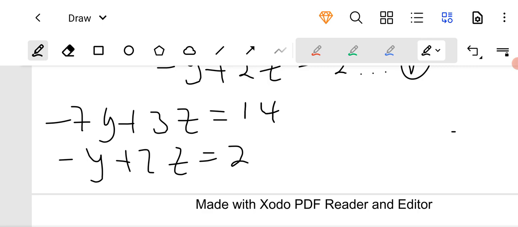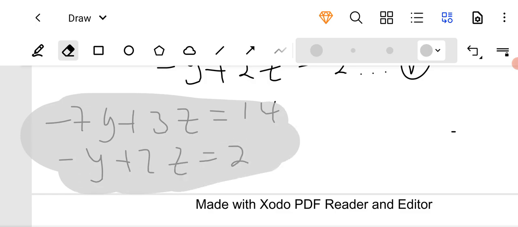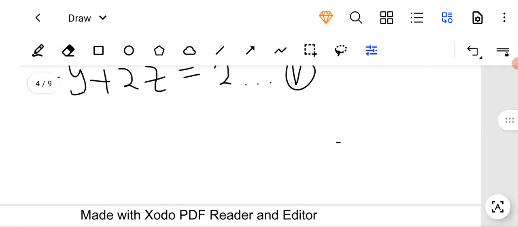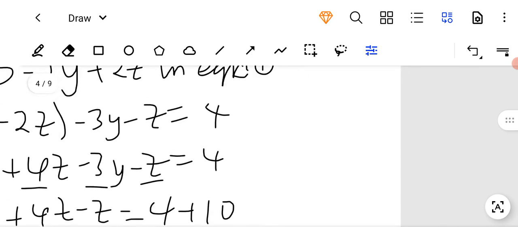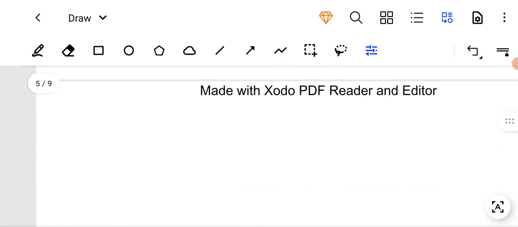Okay, I didn't see that space was running out. Let's do this on the top. Yeah, is there enough space at the side? Not really. So let's go to the next page.